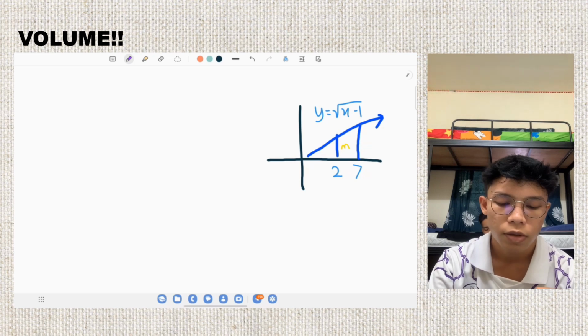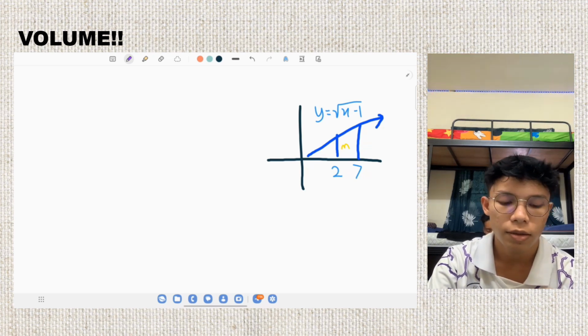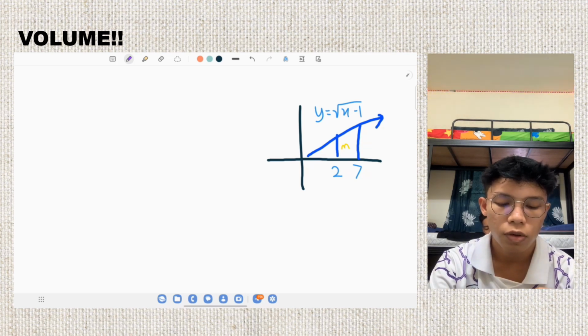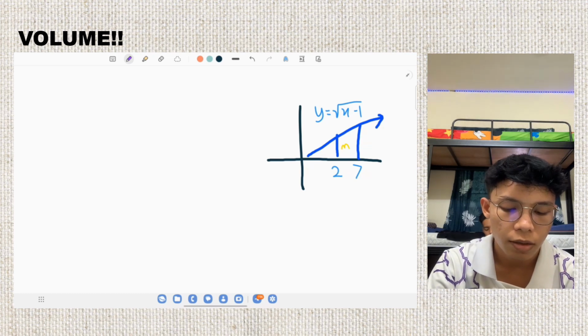So 49 over 2 minus 7, minus plug the 3 in, 9 over 2 minus 3. And we get pi times 49 over 2 minus 9 over 2, which is 40 over 2, that is 20, minus 7 minus 3, which is minus 4. So this is 16 pi units cubed.